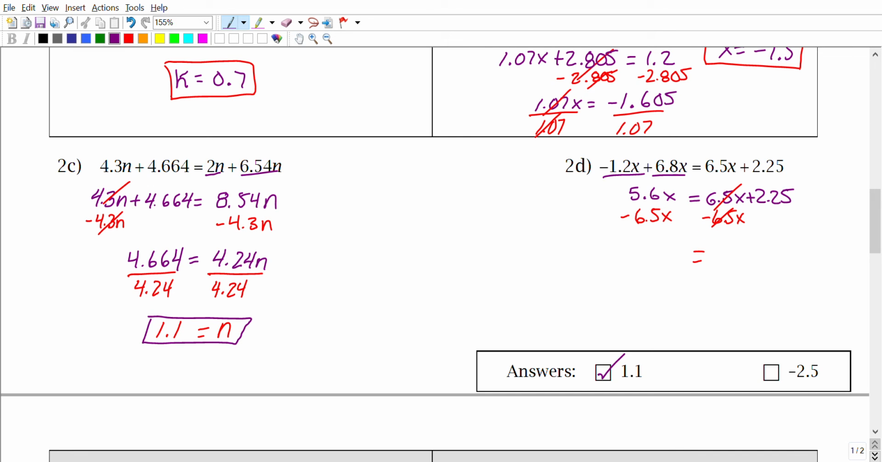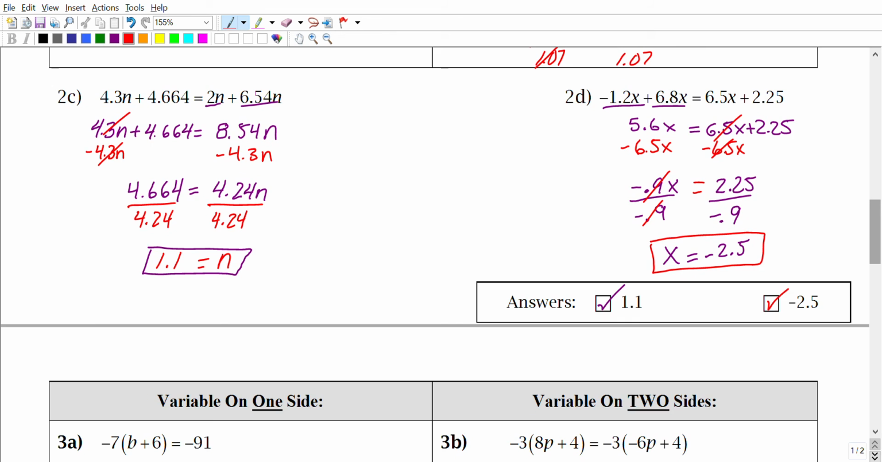So what do I get here? I get negative 0.9x equals 2.25. All right. Now I'm going to divide this by negative 0.9 because I just want the x by itself. And I get x equals, let's type this in. I get negative 2.5. All right. And yes, yet again, we have that answer on our answer key. All right, good. So I hope this is starting to make a little bit more sense, guys.